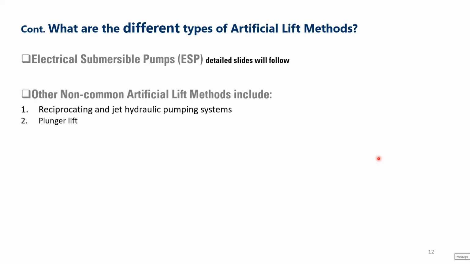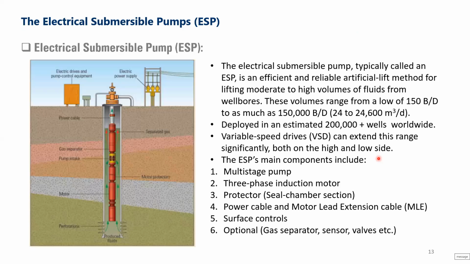You know, the reciprocating or the jet hydraulic pumping system. This is also one of the artificial lift methods. It's non-common. And also we have the plunger lift or the plunger pumps. So this is also one of the artificial lift methods, but it's not common in the industry as of today. But the previous ones that I've mentioned, they are quite common and applicable in the industry as we talk of today.